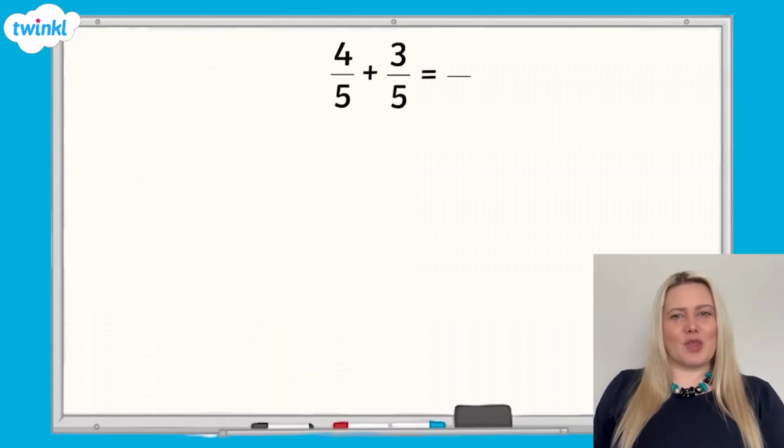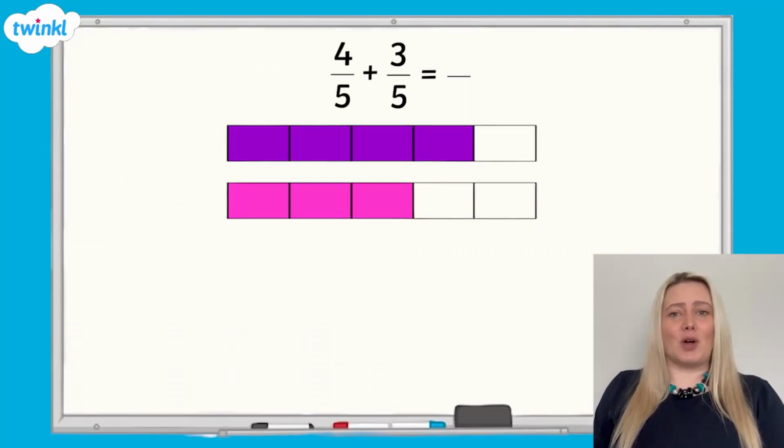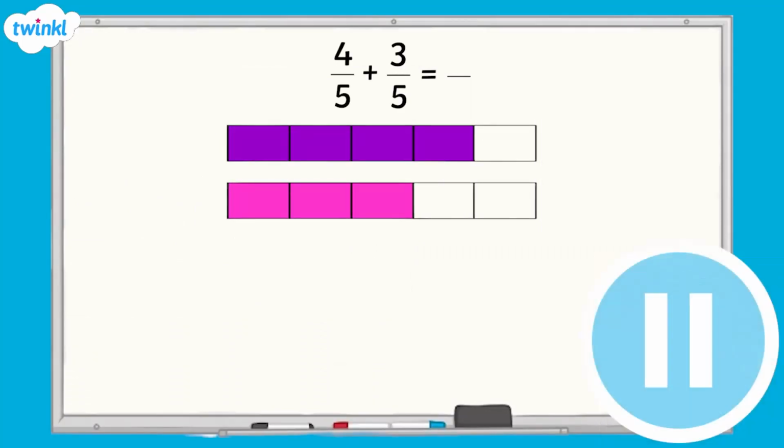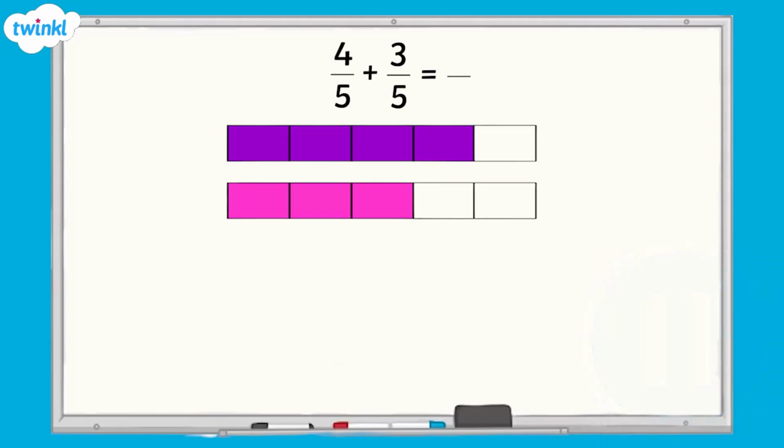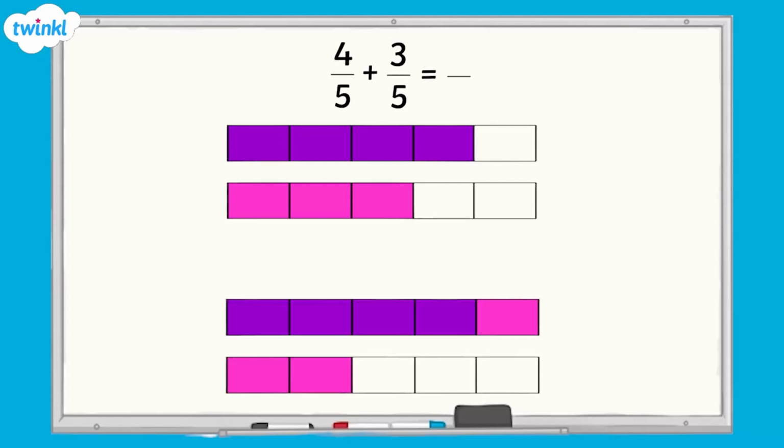What's different about this addition calculation? Pause the video now and try to solve it. You could use a bar model to help you with this. When we add 4/5 and 3/5 together, we have 7/5. Using a bar model, we can see that this is more than the whole. It is 1 whole and 2/5.